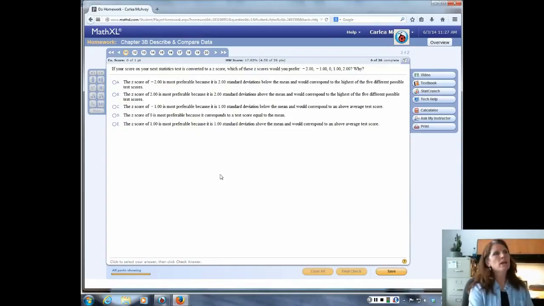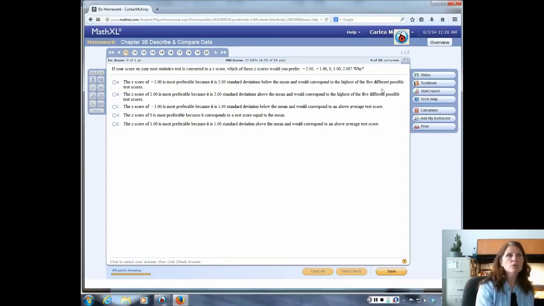Okay, so now we're going to be converting these to z-scores. I just mentioned to you that we don't have a sign on a standard deviation, so we want to talk about negative and positive standard deviations. We call them z-scores. A z-score that's negative is to the left of the mean, and a z-score that's positive is to the right. And so in this question it says, if your score on a next statistics test is converted to a z-score, which of these z-scores would you prefer? -2, -1, 0, 1, or 2, and why?